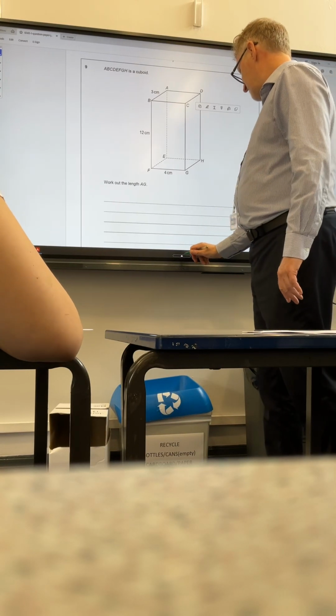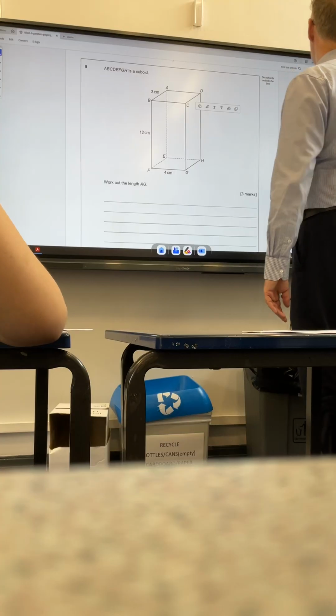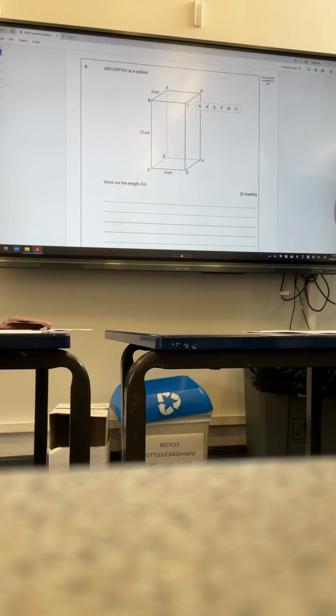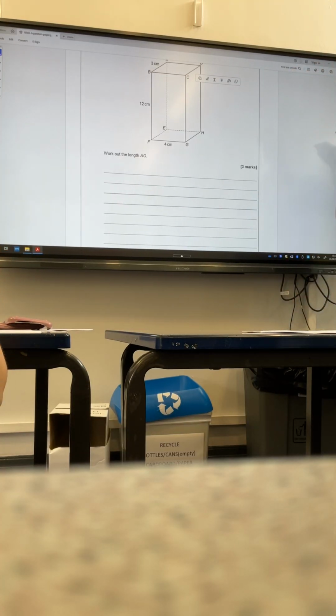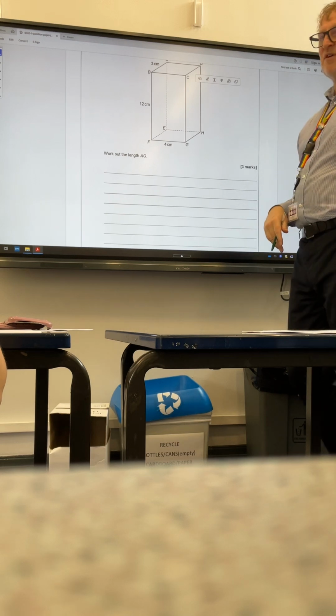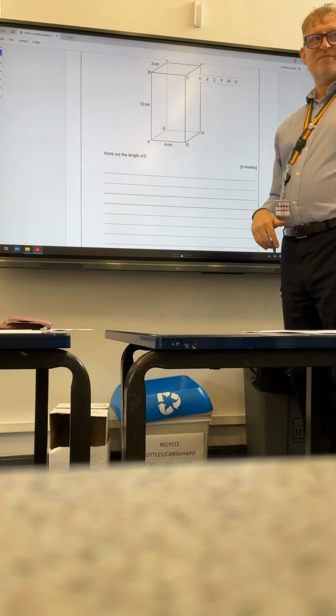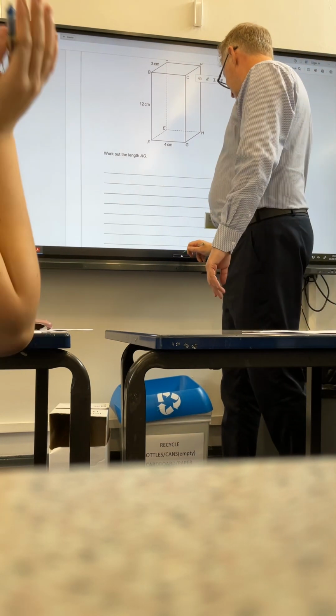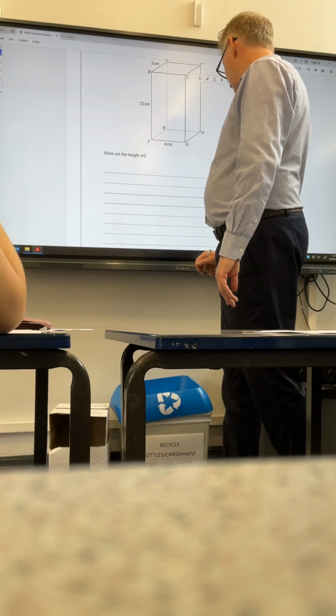How do we just do Pythagoras? Yeah, I do. Did you do Pythagoras twice? Yeah, but by doing Pythagoras twice, you end up just doing 3 squared plus 4 squared plus 12 squared, square rooted. Let me show you.